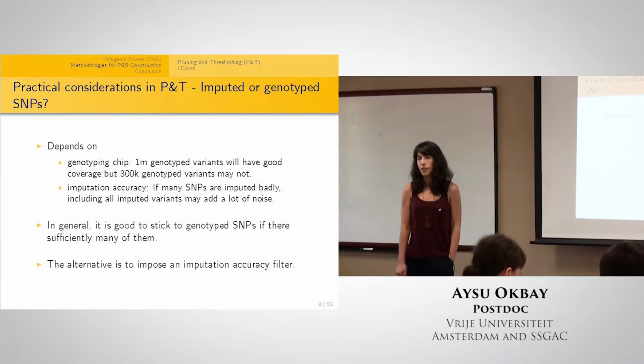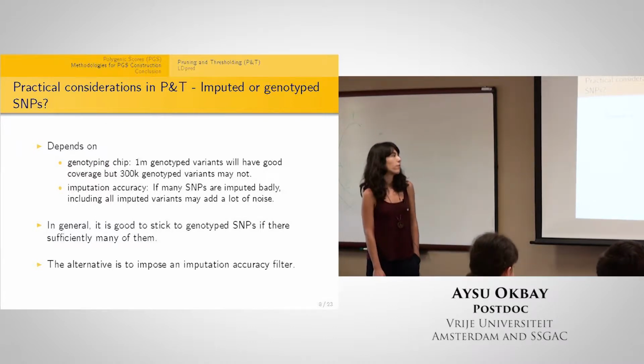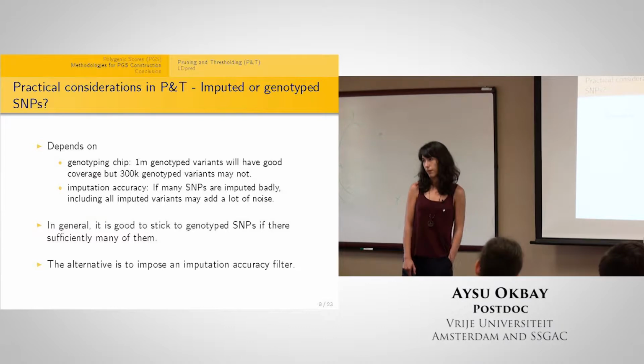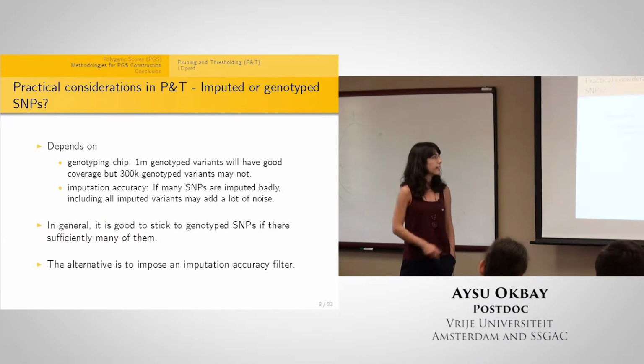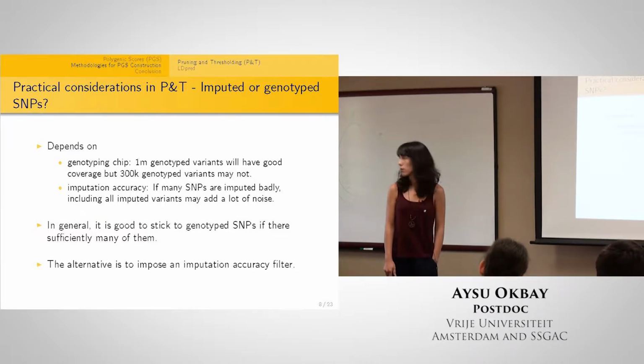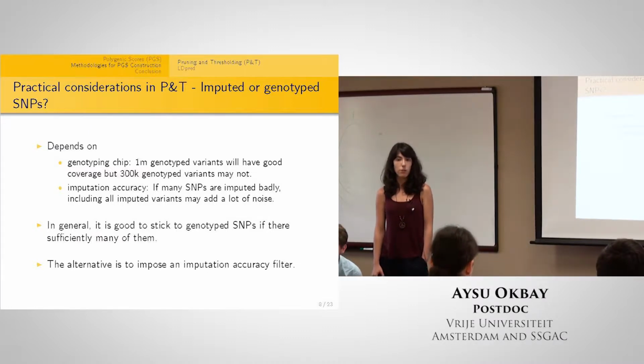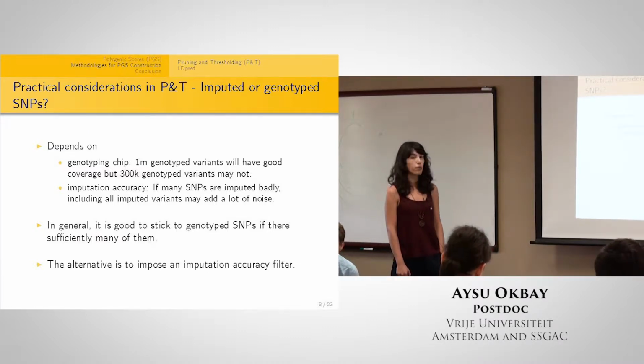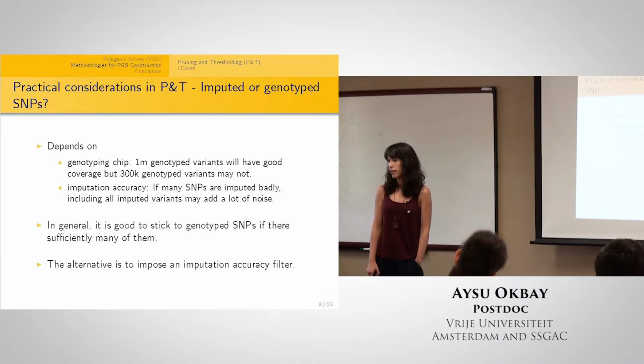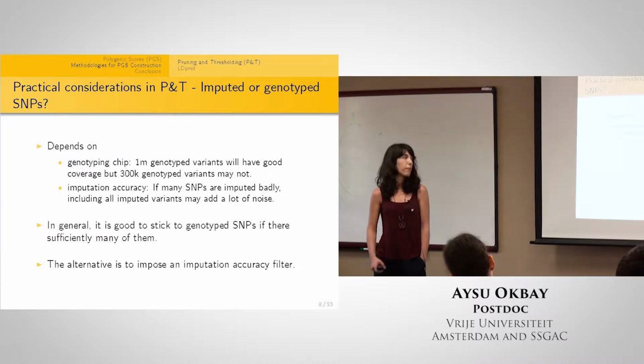So whether to include all imputed variants or only genotyped variants in P and T. This depends on how many genotyped SNPs you have, so it depends on the genotyping chip. If you have 2 million genotyped SNPs, they're usually sufficient to have enough coverage. If you have 300,000 SNPs, it may not be that good coverage, so you may want to also include imputed SNPs there.